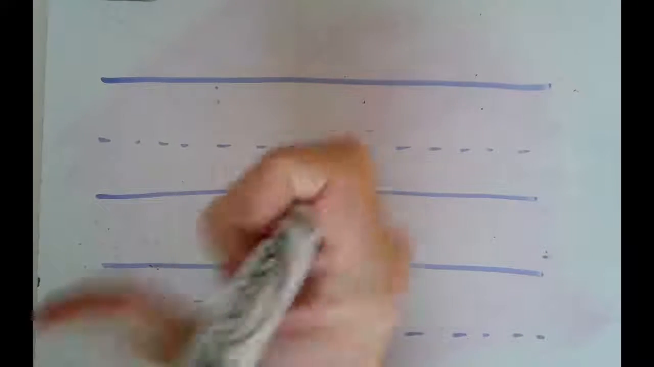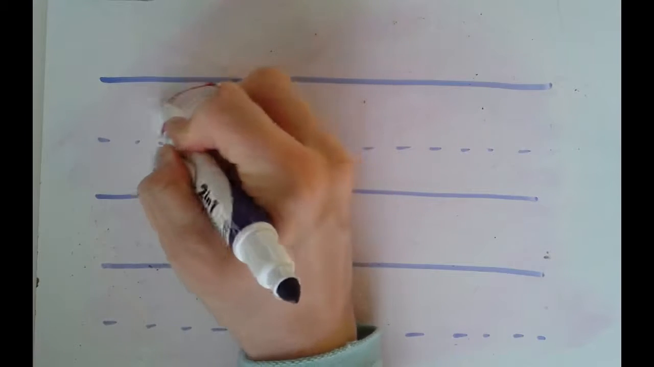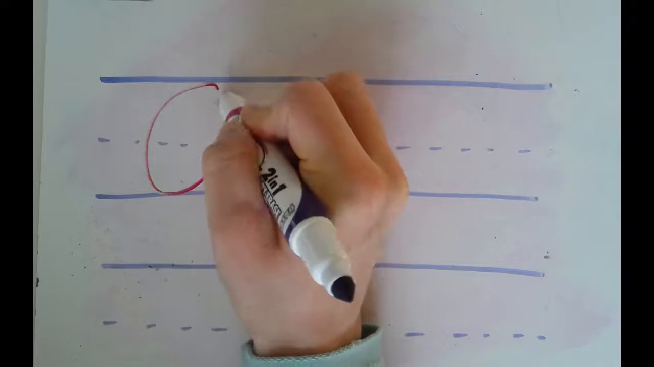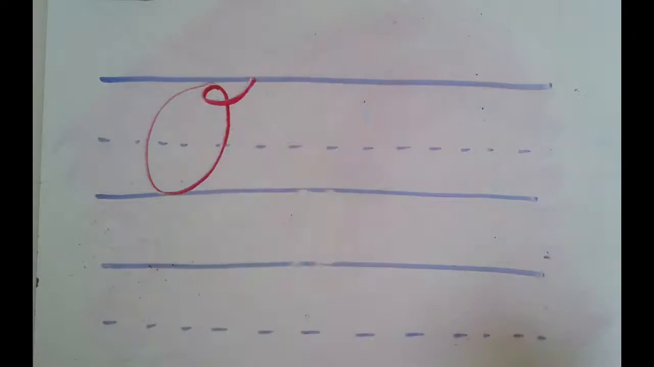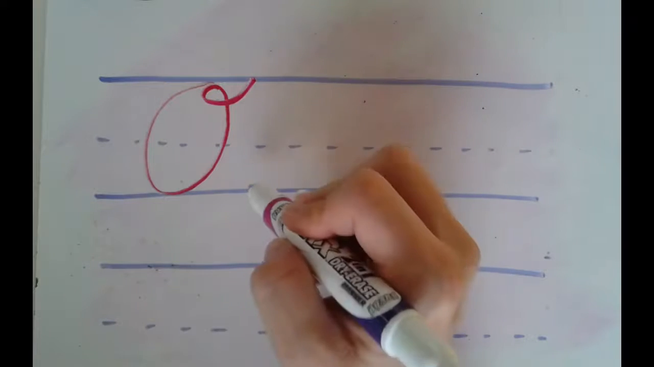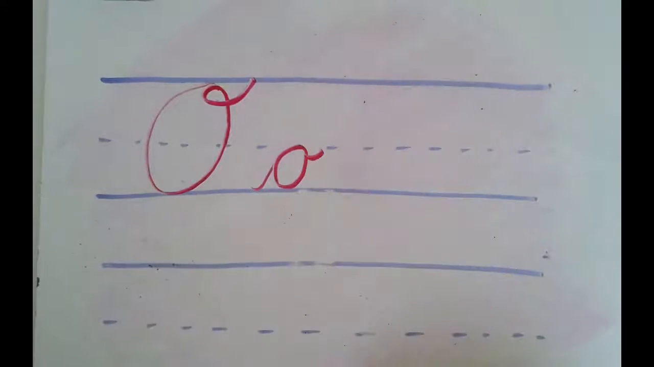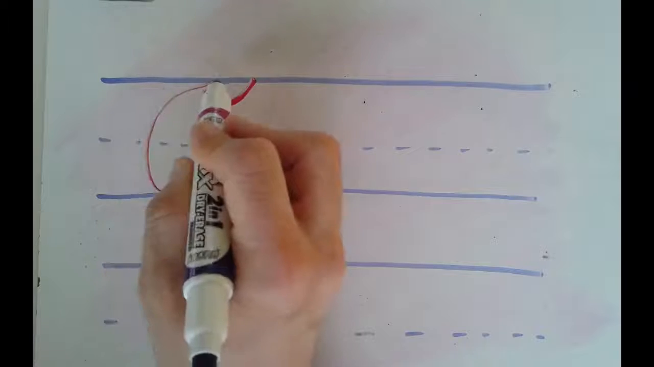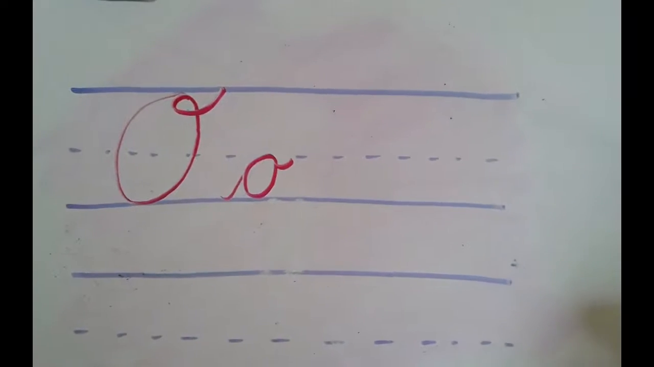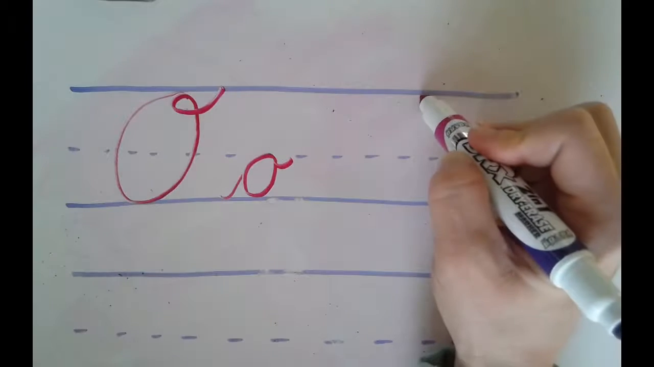Start at the top, come down and around, and this time I make a little loop there. So it's a little bit different than the lowercase o, because in a lowercase o, as you can see here, you don't really make a loop, you just make a hook. So that's capital O. I'm going to do another capital O, and you can try it with me.